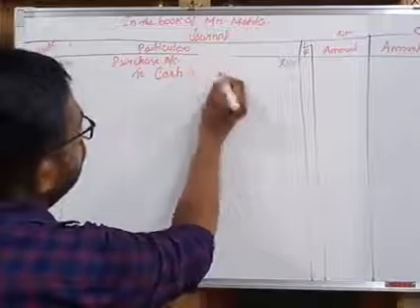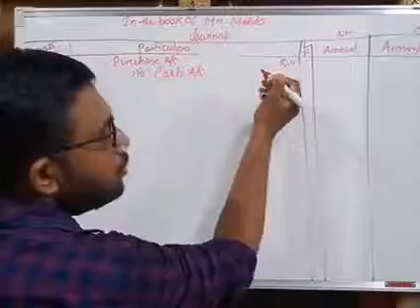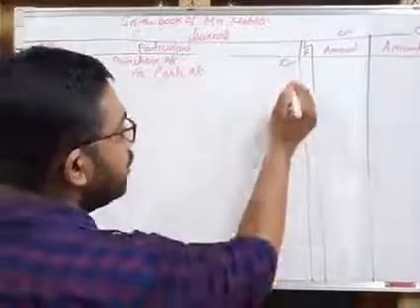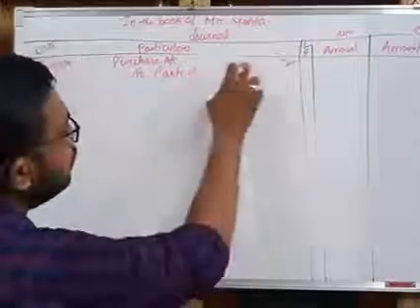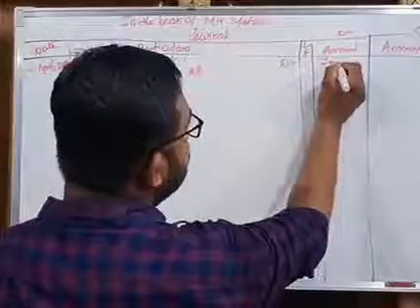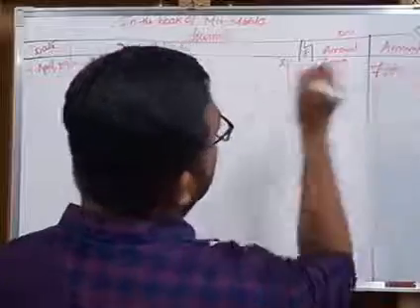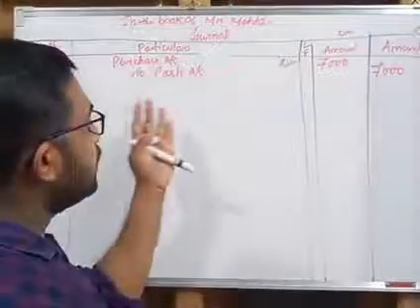Okay, so the purchase account is debit, so the cash account is automatically credit, so we don't need to write Cr. Purchase account debit to cash account. And what is the value of the transaction? 7,000. Okay, so in debit we have to write 7,000, in credit we have to write again 7,000. Okay, this is the journal entry.